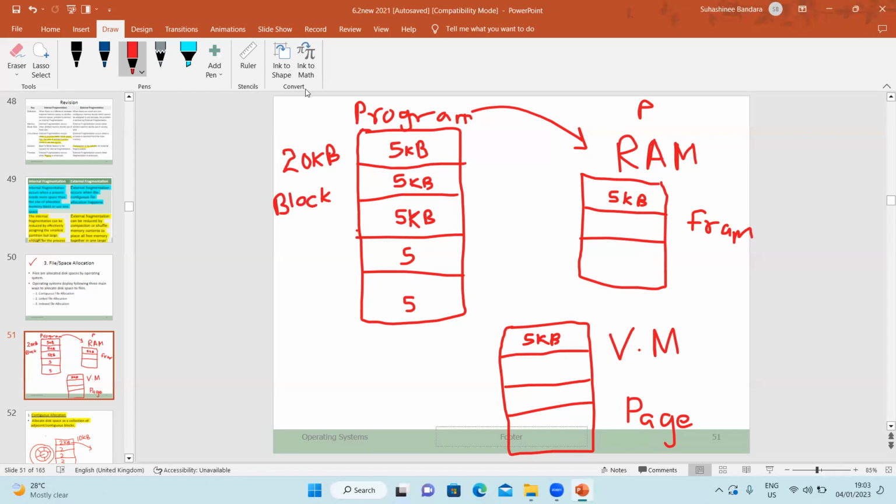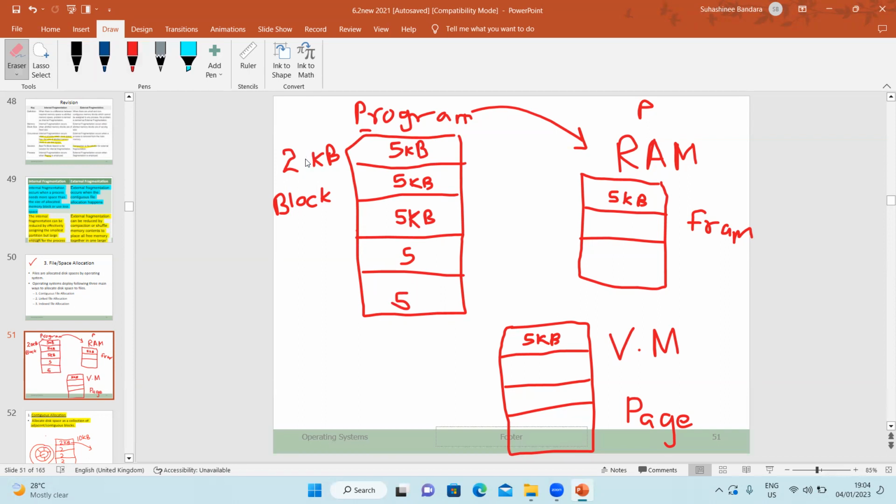We should have only 4. 4 times 5 is 20. This one is a free space. Just imagine, or else I'll take 25. If my file size is 25, then okay: 5, 10, 15, 20, 25. So I'll make it 25.